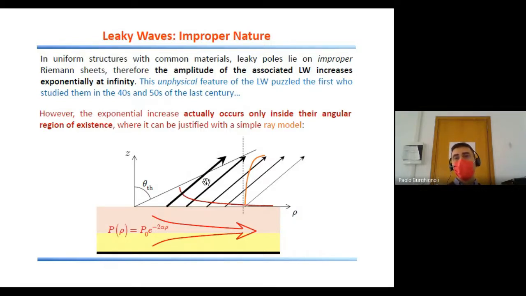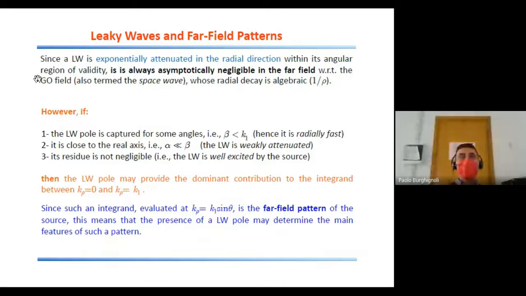In that case, radiation would occur in a backward direction. So you should consider that those rays would point backward while the wave propagates in the positive rho direction. The power is emitted in the negative z direction. And in that case, you would have a proper behavior that is not increasing at infinity. Now, what's the use of studying leaky waves?